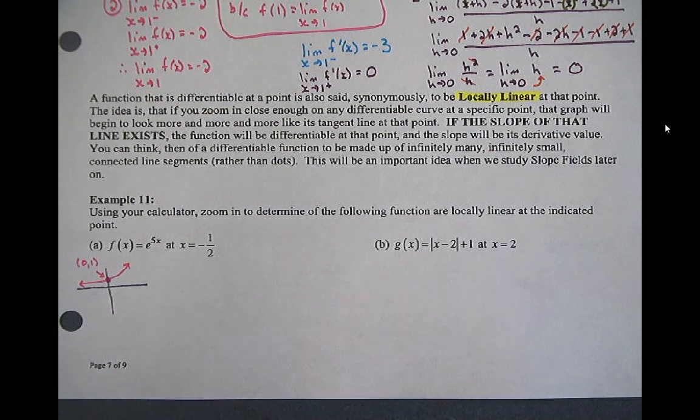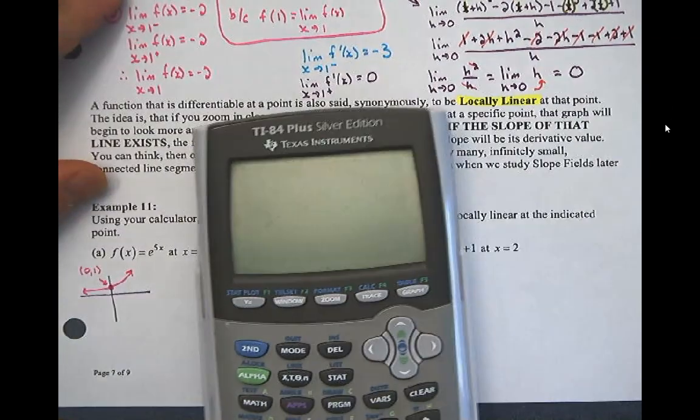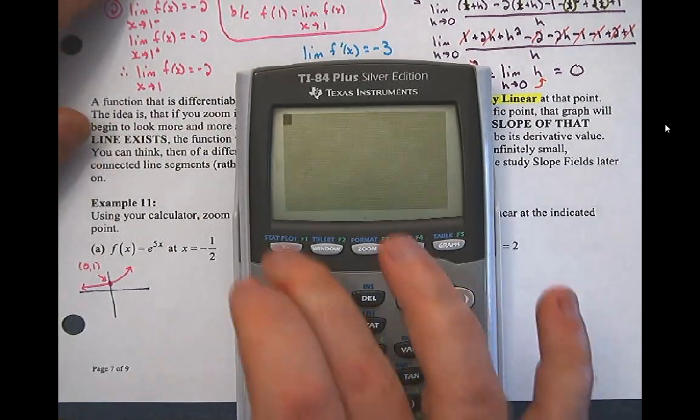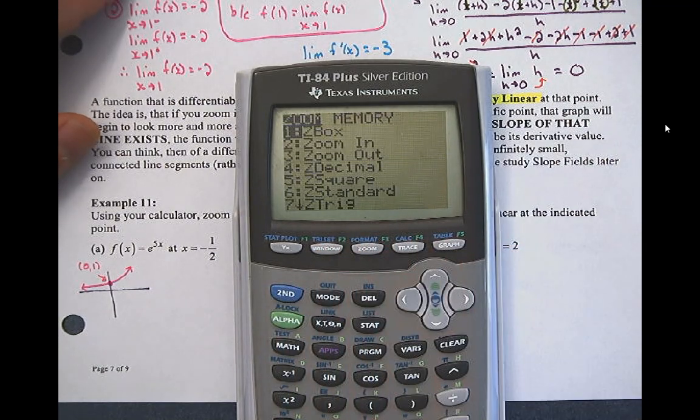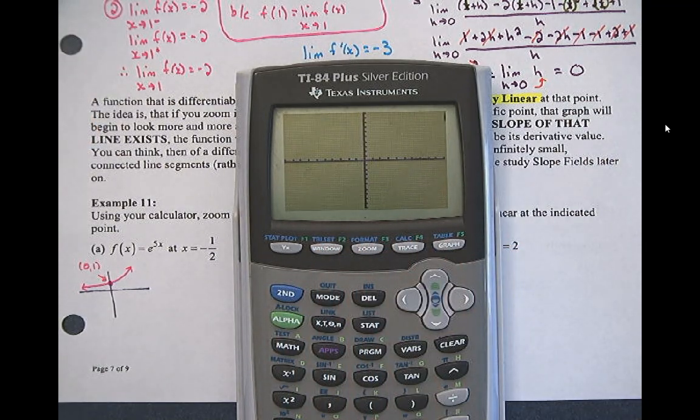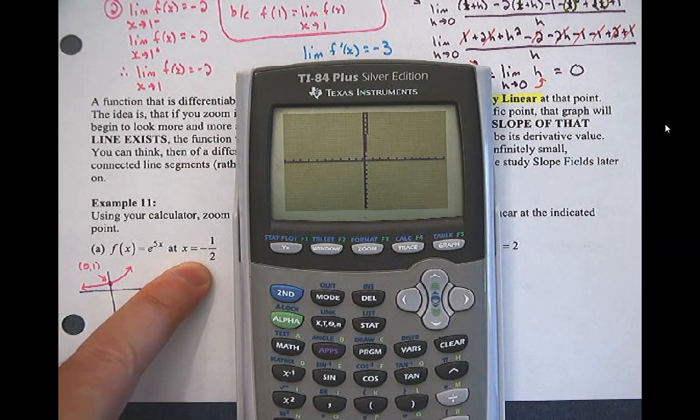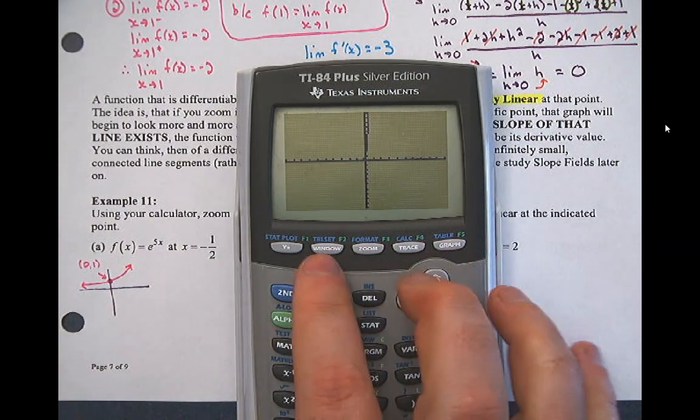So what we can do is look at this function on our calculator now. So I'm going to graph this. e to the 5x is already in there. I'm going to do a zoom 6, so that gives me a picture. Now where I want to look is near x equals negative 1/2. So I'm going to adjust my window first.